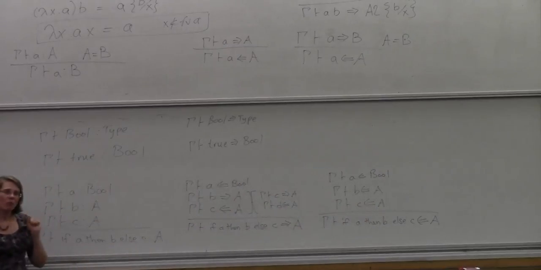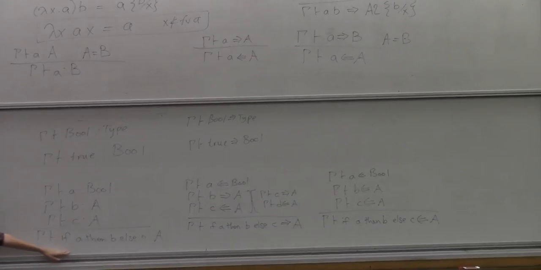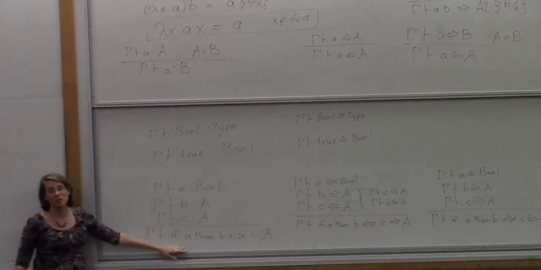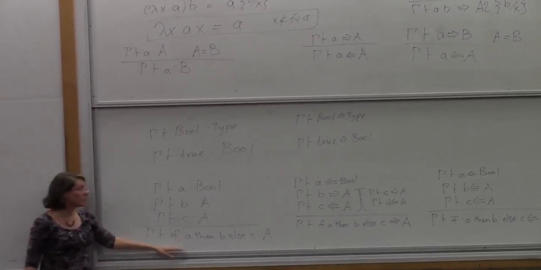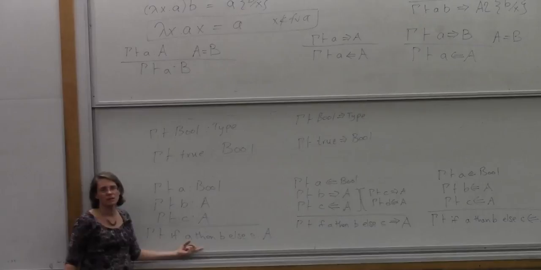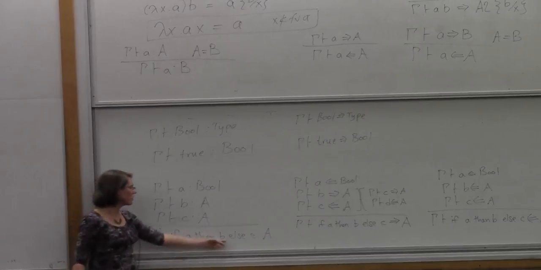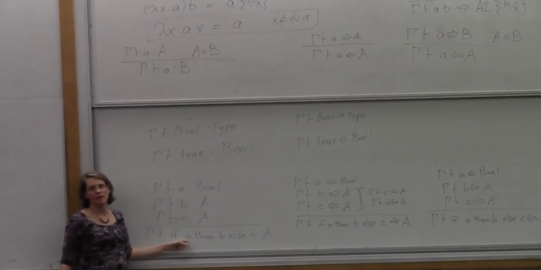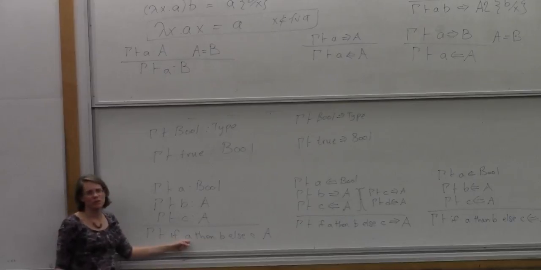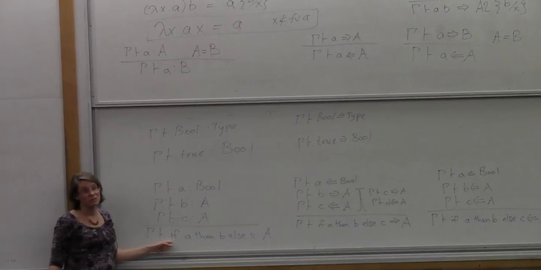But now I want to make one change to this rule, and this change comes about because we're working in a dependently typed language. I want to make it slightly more expressive so that when we're type checking our if expression, the type checker should know something about A. So when we're type checking B, I'd like the type checker to know that A was true. And when we type check C, I'd like it to know that A was false.